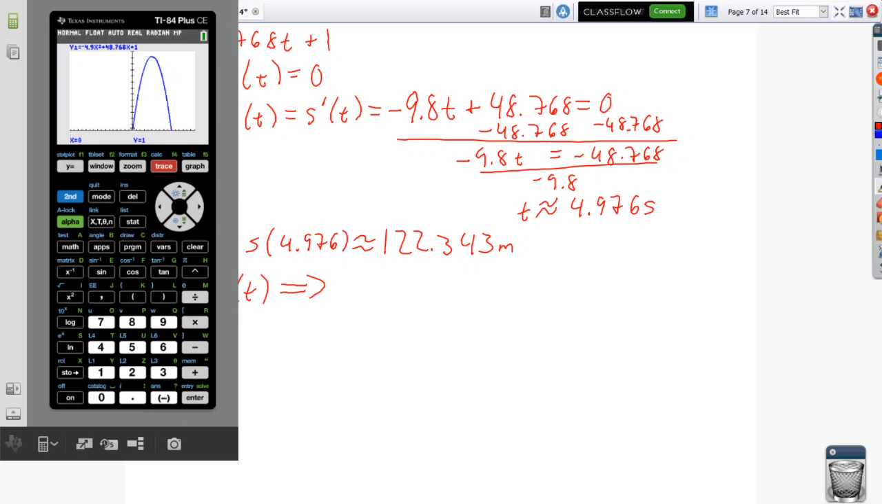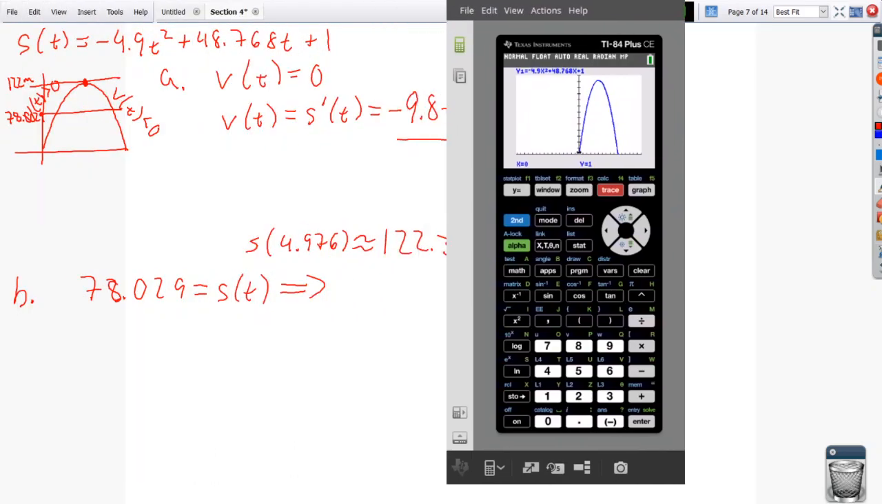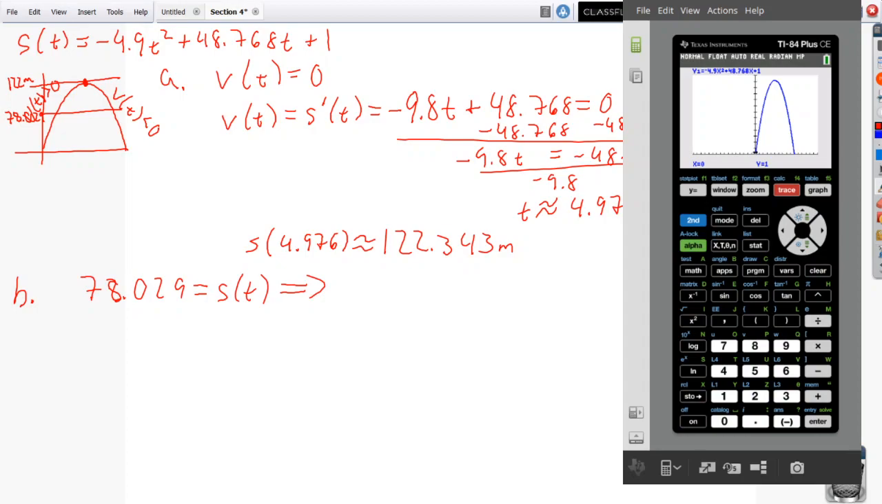So here I can just pull up my calculator. I want to move around my calculator so that I can actually see this stuff here. So once I have my calculator out, in my y equals menu, I'm just going to put that 78.029 right there. And now when I graph this, I'm going to be able to see here's where the function is at 78.029 meters. All I have to do now is figure out what time that is.